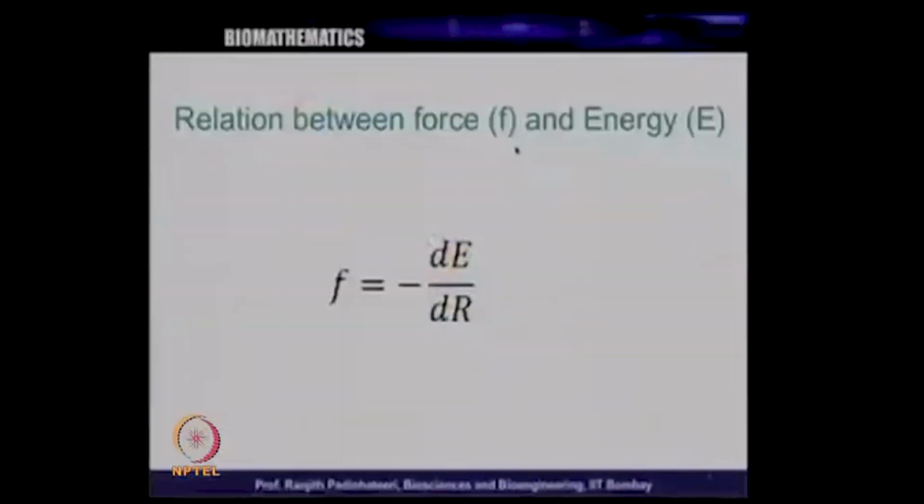The relation between F and E is that if you know E, the way to calculate F is minus dE by dr. That means the first derivative of energy, dE by dr with a negative sign, gives you the force. This is like a differential equation, dE by dr is equal to minus F. One can integrate this equation and get energy, because if you know the force, you can calculate energy by solving this simple ordinary differential equation.